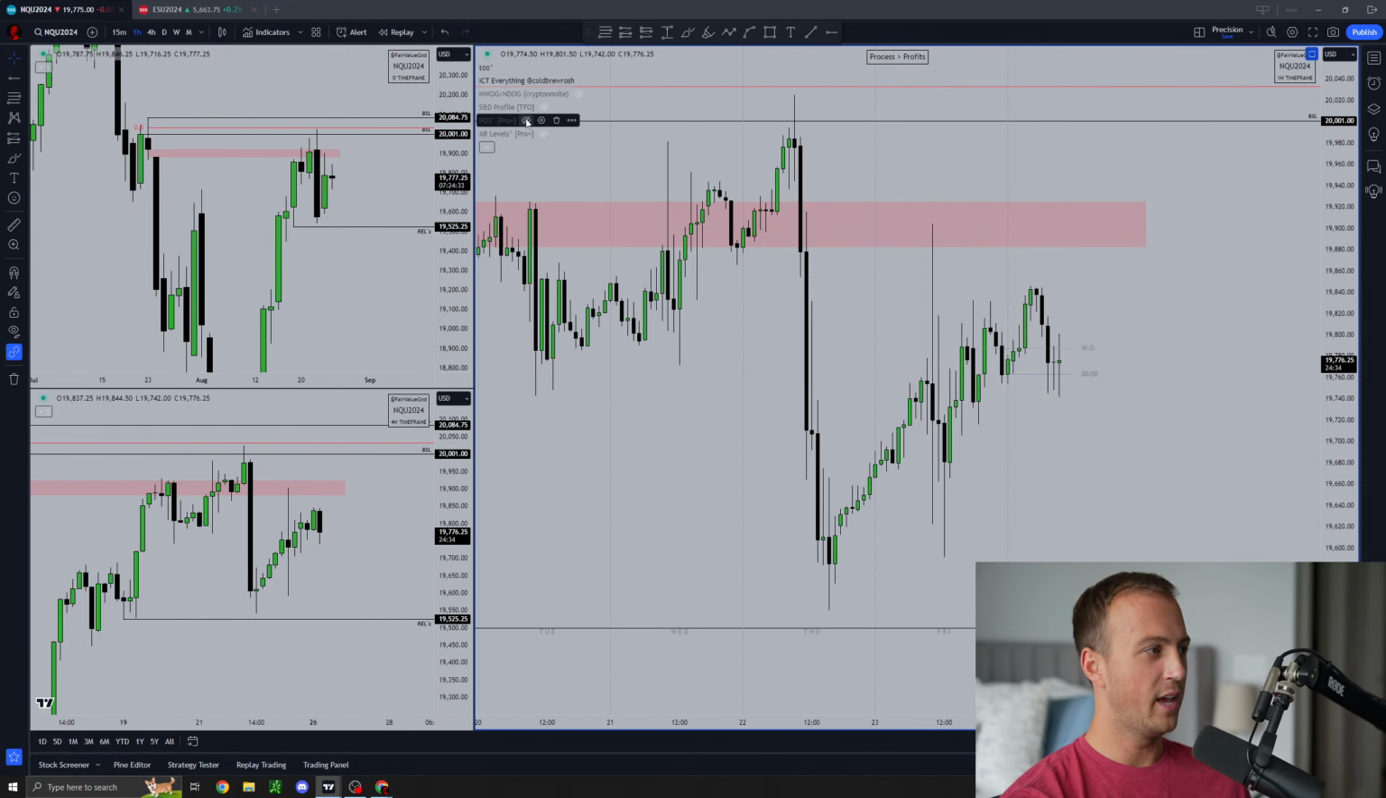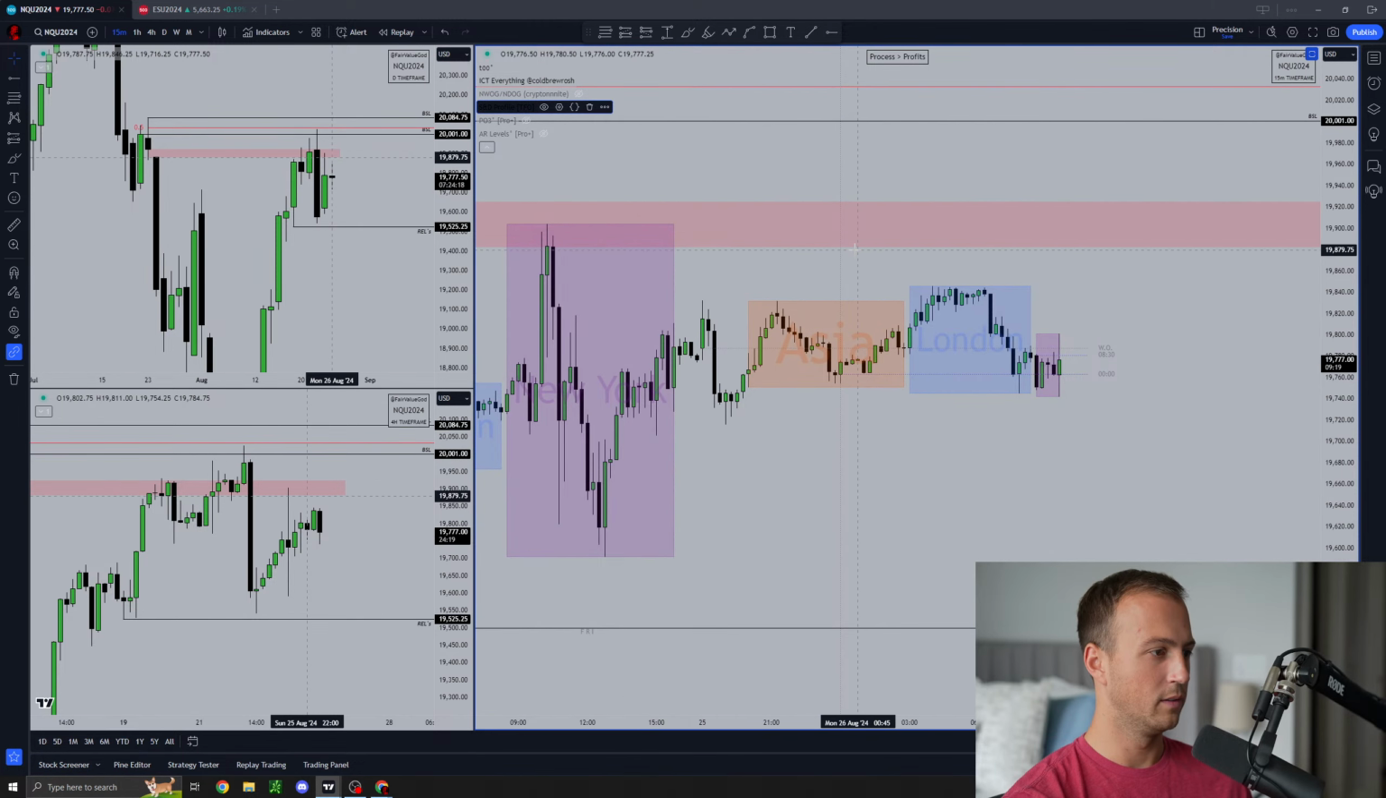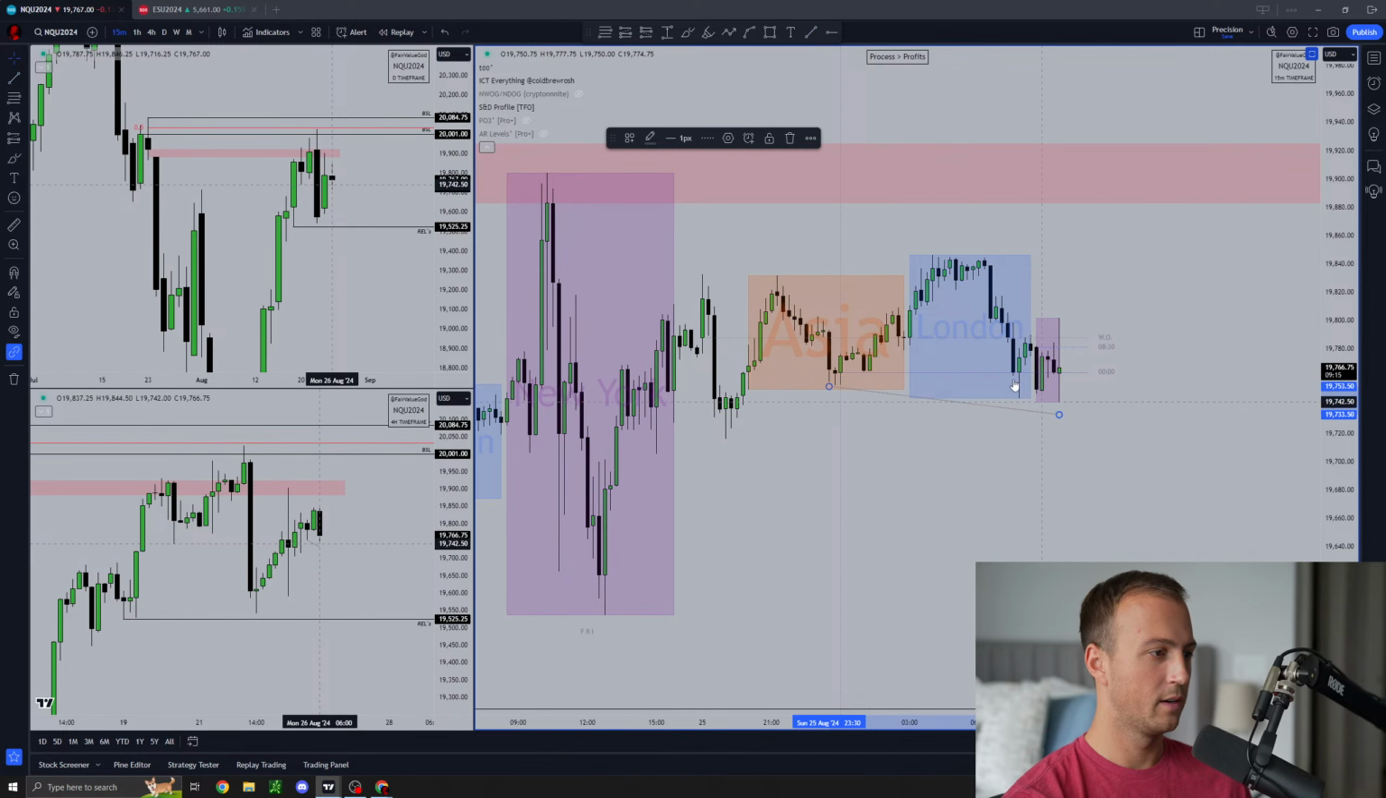So far, the range today is only about 104 handles. And if we look at what the sessions have done, London's taken out Asia's high and low. See that here. So New York's now taking out London low.